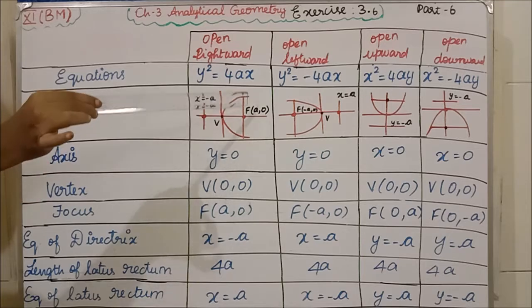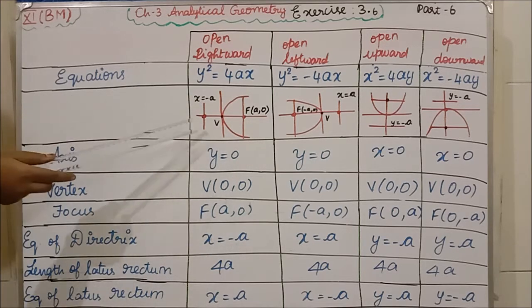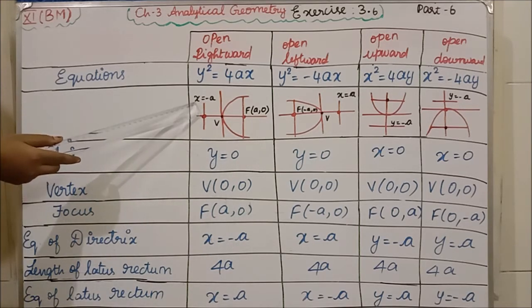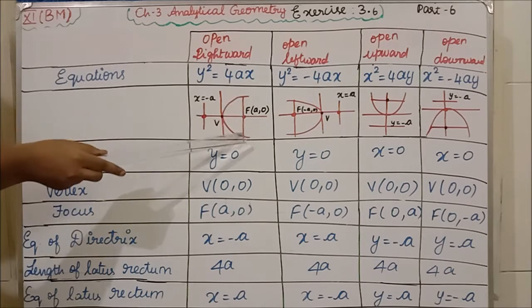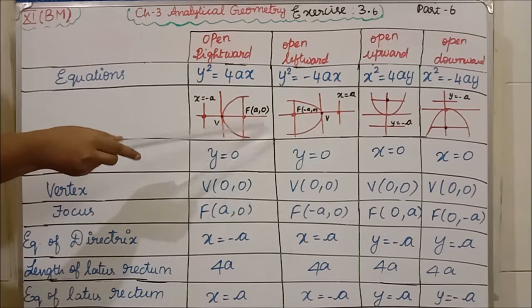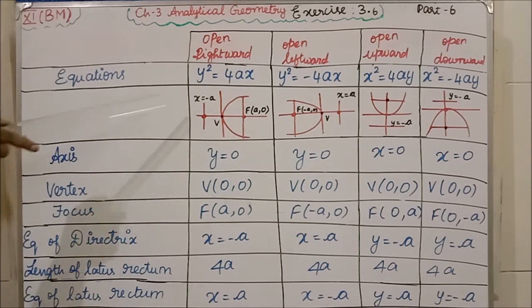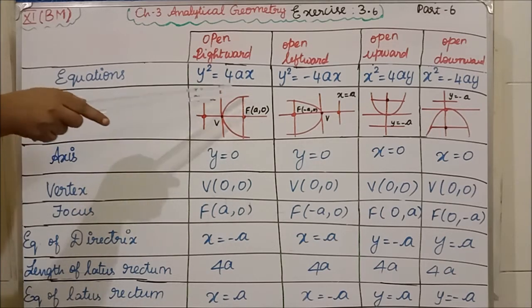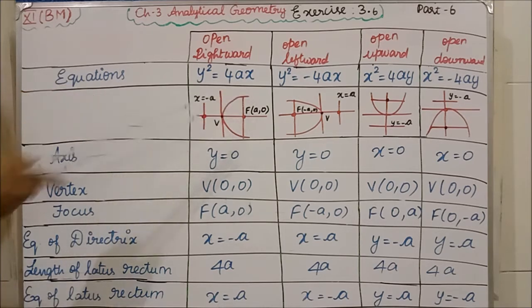Clear? So the equation of the directrix is x equal to minus a. Now the equation of the latus rectum. This is the latus rectum, so its equation is x equal to a. Directrix means this side. Equation of the latus rectum means this line. Clear? Now we will see one by one.